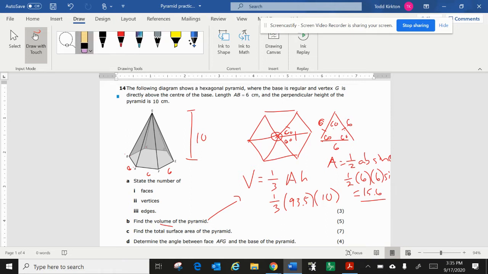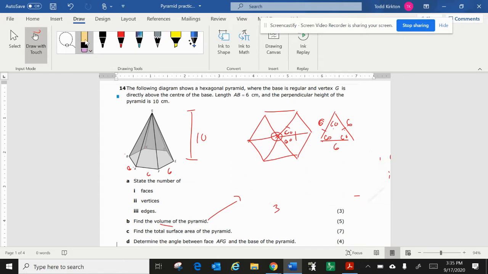So then I'm going to erase this. So then we switch to find the total surface area of the pyramid. Well, that has the hexagon plus the 6 faces. And we said the hexagon was 93.5. That was those 6 triangles on the bottom. So now we need to find one of these triangles on the side. And so this is 6.